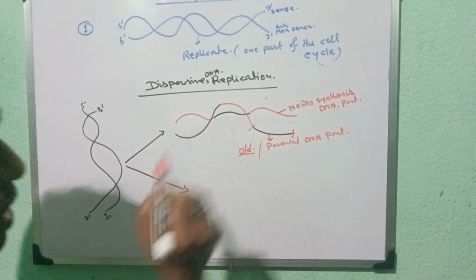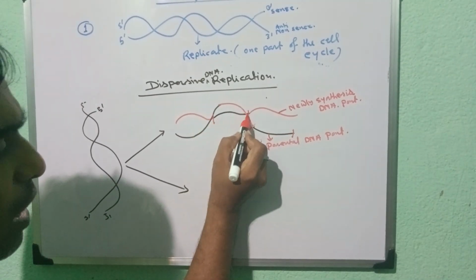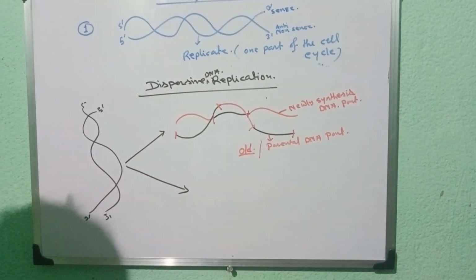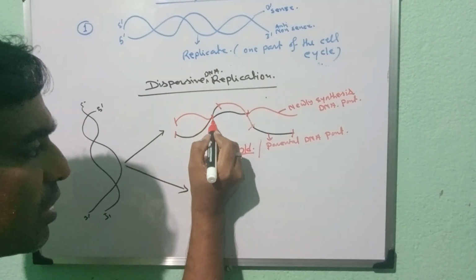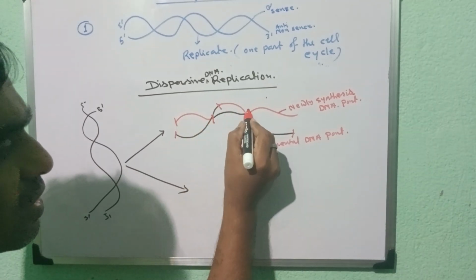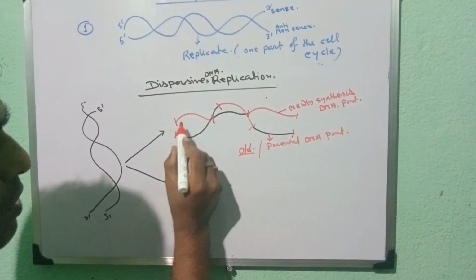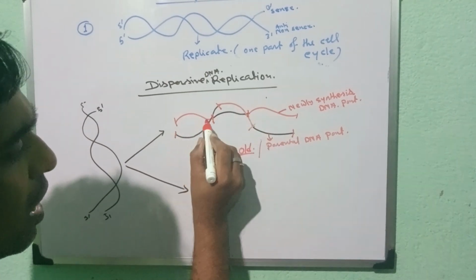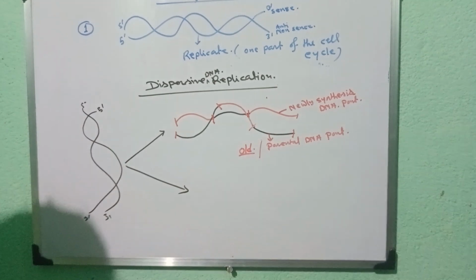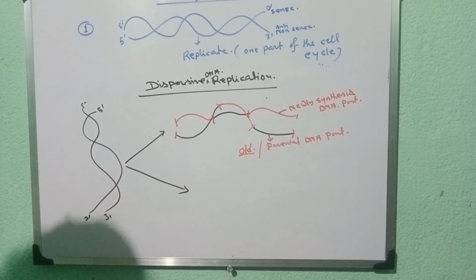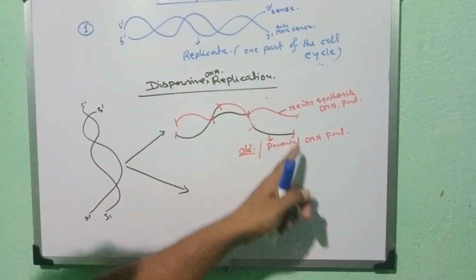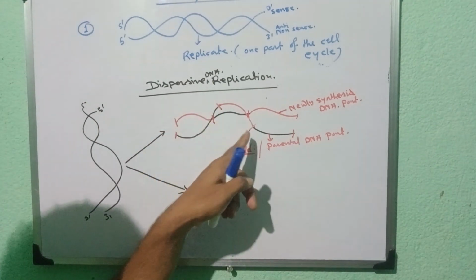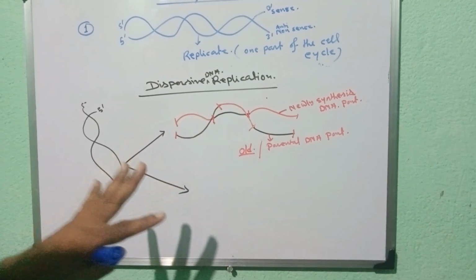This portion is the black color. This portion is also the black color. These are old DNA parts, and this is also the black color, old DNA part. And this is the red color. This is the newly synthesized. This red color is newly synthesized. That means they are scattered. There is the red, then black, then red, then black, then red. They are scattered. Okay. One strand is not totally red in color or totally black in color, but has some portion black color and some portion red color. That means they are scattered in form.